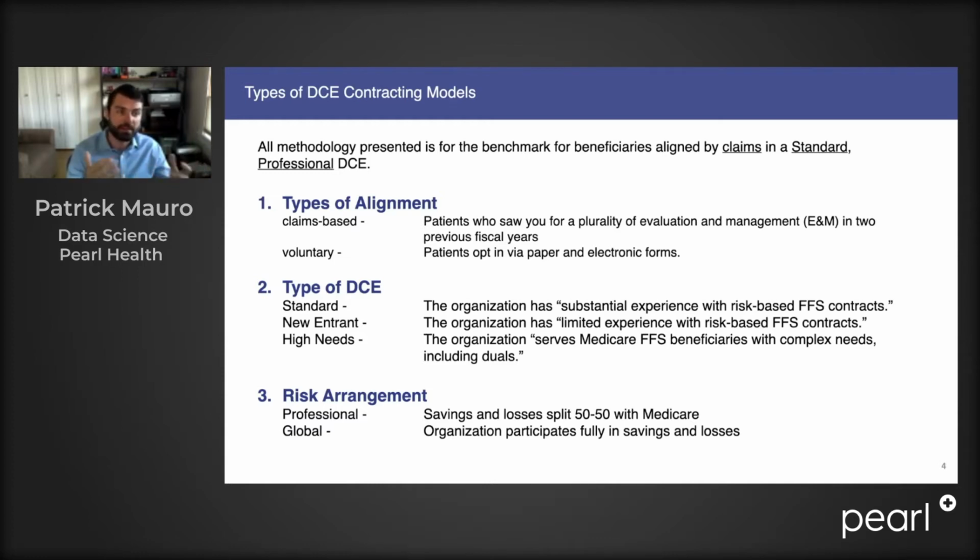Then the third axis is on risk arrangement. And this describes how the shared savings payments that we're going to talk to in the next couple of minutes about how those are calculated, but those describe on how much you participate in those shared savings. So in this lecture, we're going to be talking about the professional DCE, where you split savings and losses 50-50 with Medicare. And in the global program, you capture 100% of savings and losses.